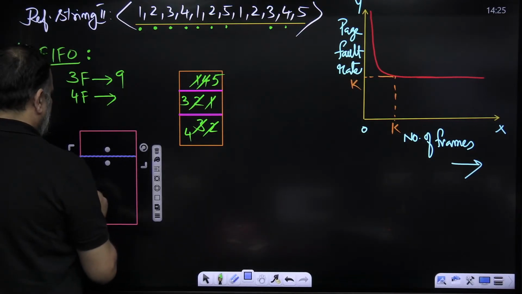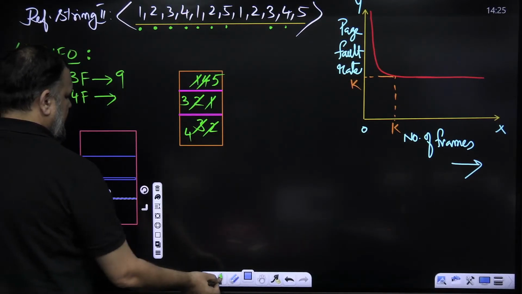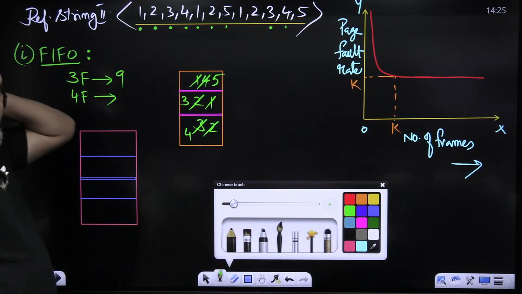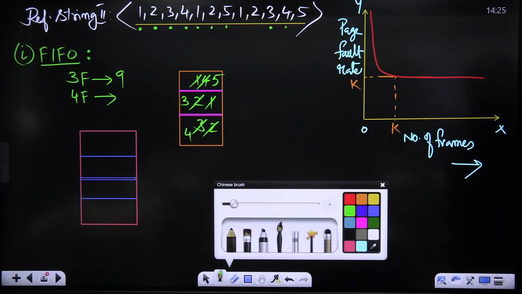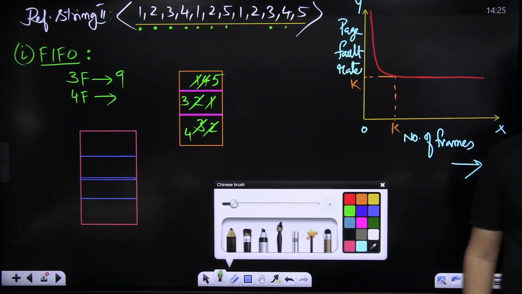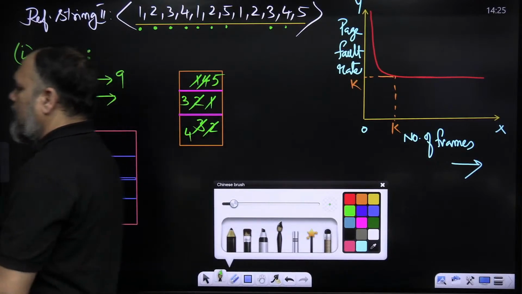Let's take 4 frames. Come on, do it. I'll give you a minute of time. 4 frames के साथ how many page faults will occur with first in first out replacement? Come on, do it and let me know.